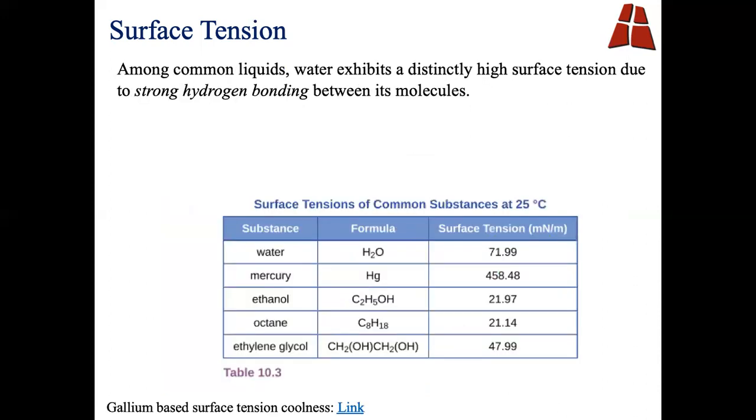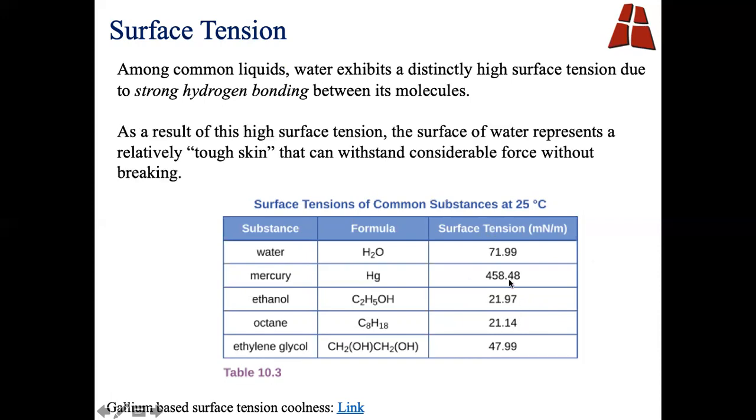Among common liquids, water exhibits a very high surface tension due to strong hydrogen bonding, like I just said. Here are some other examples: mercury, ethanol, octane. Octane is very low with only its dispersion forces, and it's kind of similar as you get either a very large atom with a very large amount of dispersion forces, or something with a lot of hydrogen bonding. Well, I guess hydrogen bonding isn't the only key there, because water obviously has a higher one, but more hydrogen bonding generally means more surface tension. Okay.